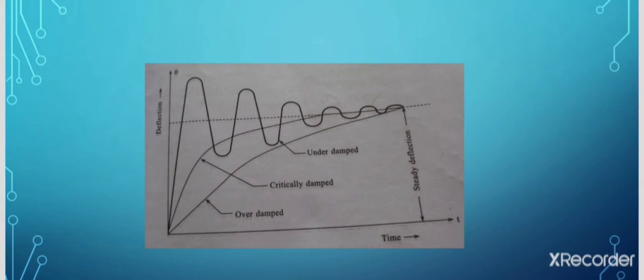If the system is over damped, the pointer becomes slow and comes to the rest position by taking a long time. That is known as over damping. Next is critically damping. In critically damping, the pointer comes to the rest position very quickly.